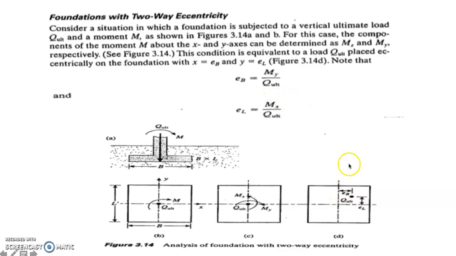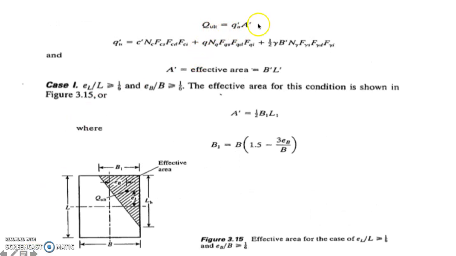So for this one, if that is a two-way foundation, for the eccentricity, e sub B, that is along x, which is equal to M sub y all over the ultimate bearing capacity, or the ultimate load. Then e sub L is equal to M sub x all over the ultimate load. This is along x, eccentrically loaded foundation with respect to the x. This is with respect to the y. So for that, you can have the ultimate load is equal to Q prime times A prime. And your Q prime, the ultimate bearing capacity, is equal to this expression. And of course, your A prime is your effective area, which is B prime times L prime.